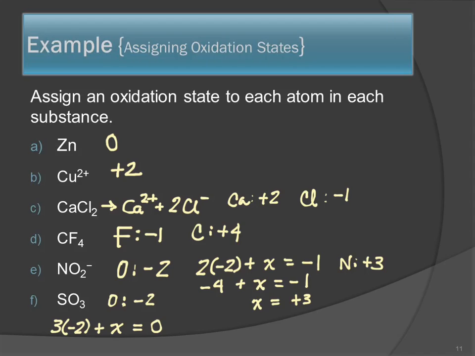0. This is a neutral molecule. There's no charge on it. So they have to add up to 0. So this is -6 plus X equals 0. So X must be what? +6. So here the sulfur has an oxidation number of +6. It's like playing a really weird game. Any questions?